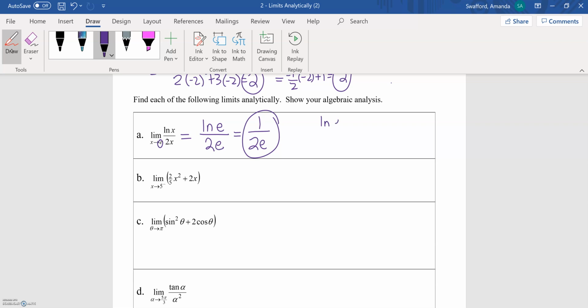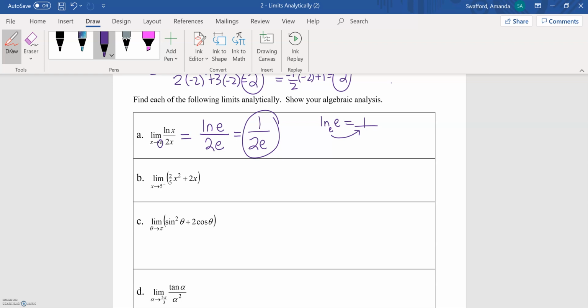Now remember, natural log of e, the base is understood to be e. So we're saying e raised to what gives me e. And so that would have to be 1. Anytime the base and that number are the same, it equals 1.